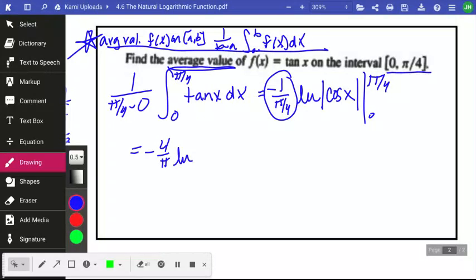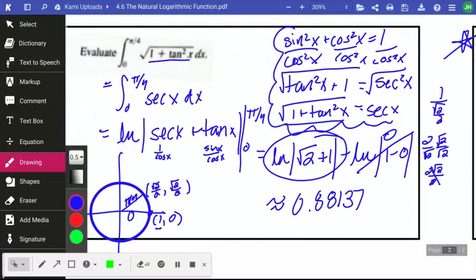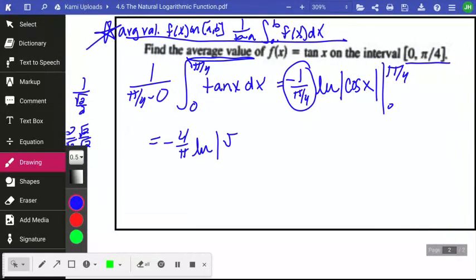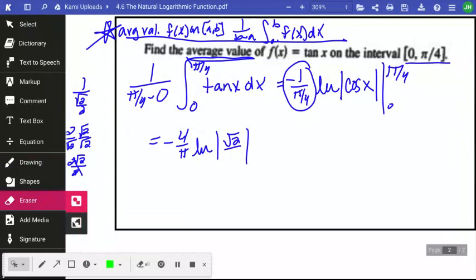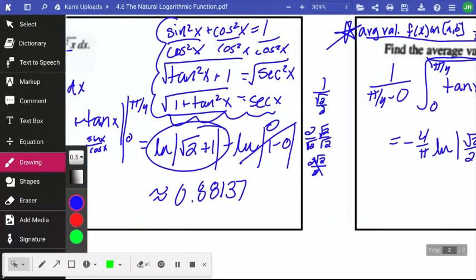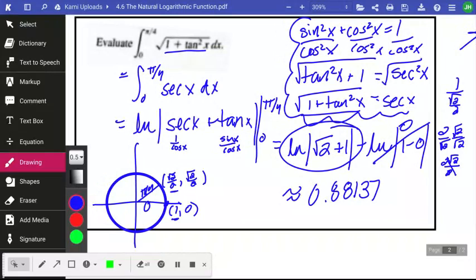And then I'll have natural log absolute value of cosine of pi over 4. If I go back over here, cosine is the x value, so root 2 over 2, which is a positive number. So you wouldn't have to write the absolute value bars. And then minus negative 4 over pi. Because I'm minusing a negative, I'm writing it as a positive. Natural log absolute value of cosine of 0. So again, if I go back over to my unit circle, cosine of 0 is 1.